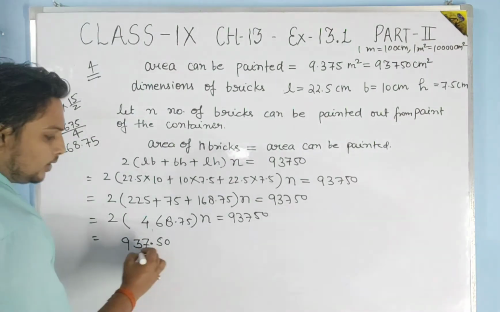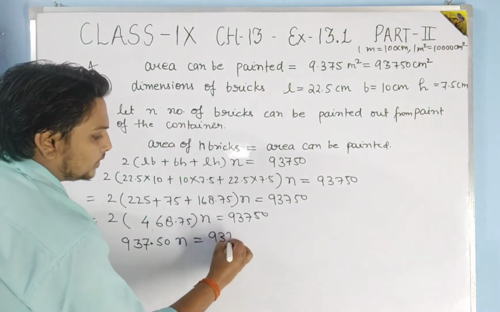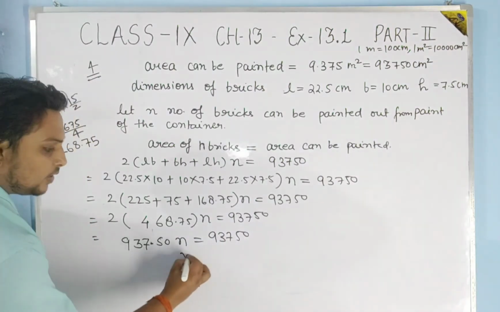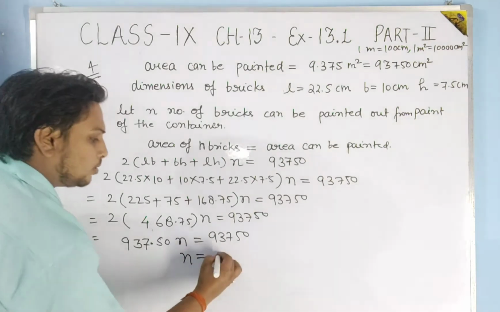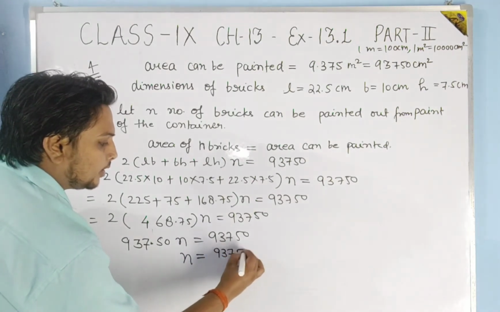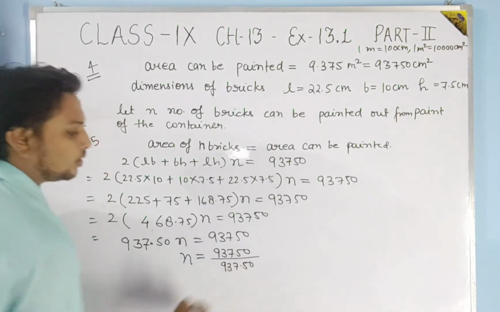So it is 937.50 into n is equal to 93750. Now students, we have to find this n. So just shift this 937.50 to the right hand side. There it will be in the denominator, 937.50.